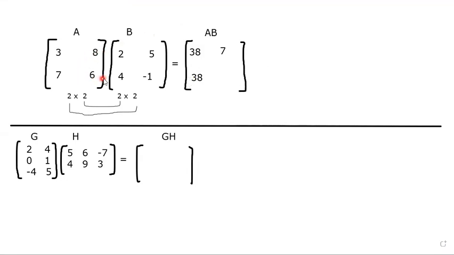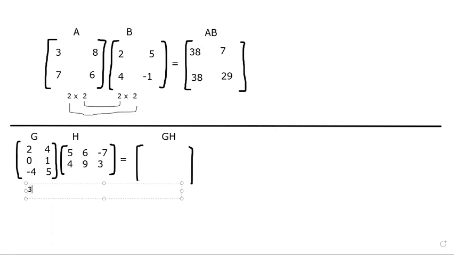And now we do the second row of A and the second column of B. That's 7 times 5 plus 6 times -1. That is 35 and a -6. 35 minus 6 gives us 29. That's how we do that first matrix. And as we can see, we still have 2 rows and 2 columns, just like we predicted.